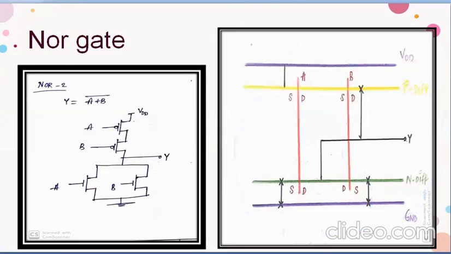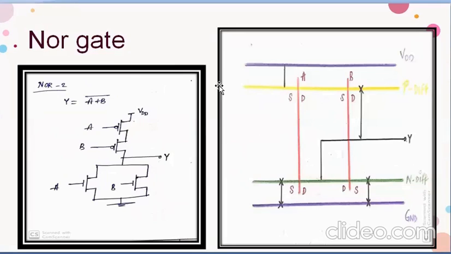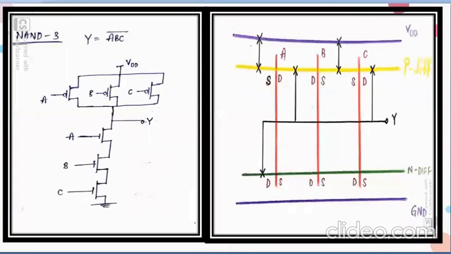Now let's see the 3-input NAND gate. I hope that you can draw the stick diagram for a 2-input NAND gate, so do it by yourself, and let's see the 3-input NAND gate. My Boolean expression for the 3-input NAND gate is Y equals (A B C) whole bar. So all of these are connected in series.